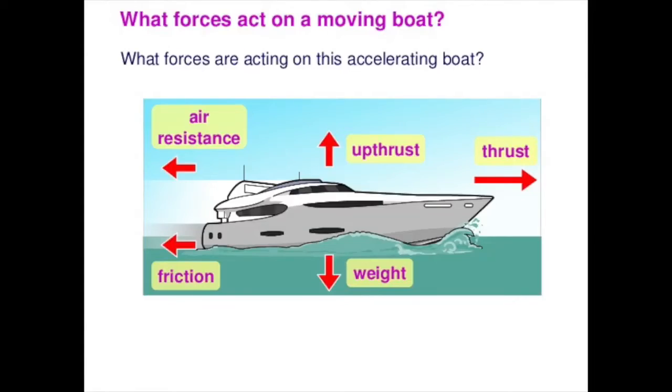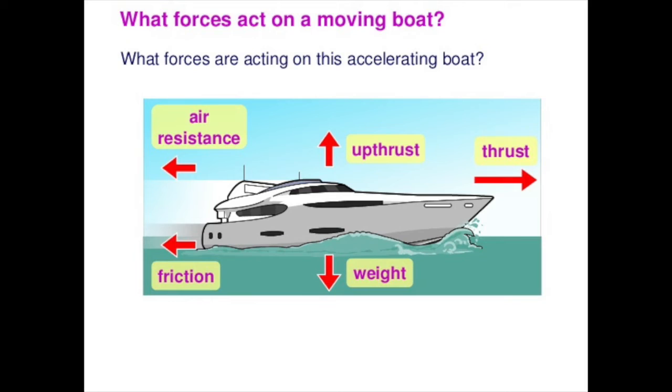Lastly, let's look at a moving boat and count all of the forces that act on the moving boat and their direction. All right. So first we have the weight. That's the gravity that pulls the boat down. Well, the boat would sink down if there were not another force pushing back on it in the opposite direction. That's the upthrust. That's the upward force that is applied on a boat from the water.